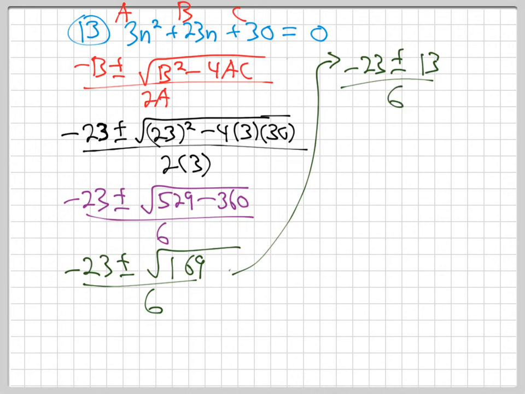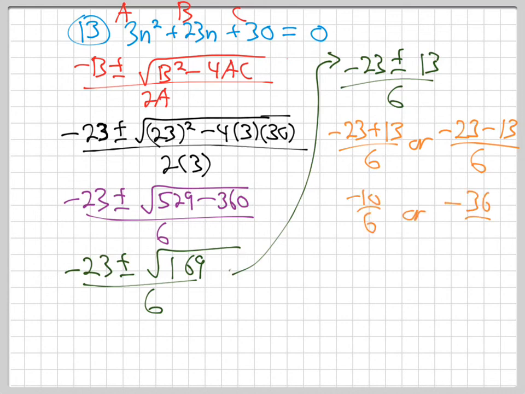So then there we go. So now we have the two options: -23 plus 13 over 6, or -23 minus 13 over 6. You have those two different options, and then you use your calculator: -10 over 6, or -36 over 6. So then just reduce this, divide by 2, to get -5/3, comma, -6, right? This one just becomes -6. There are the two answers on that one.